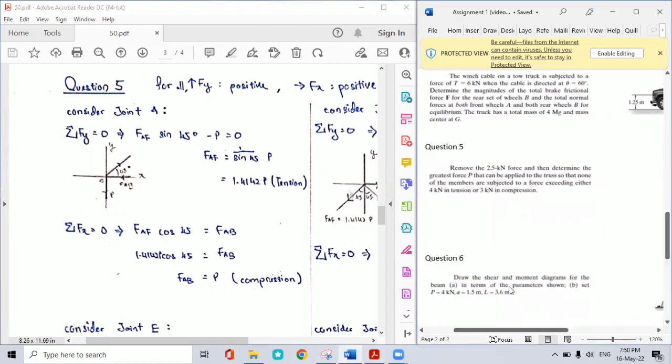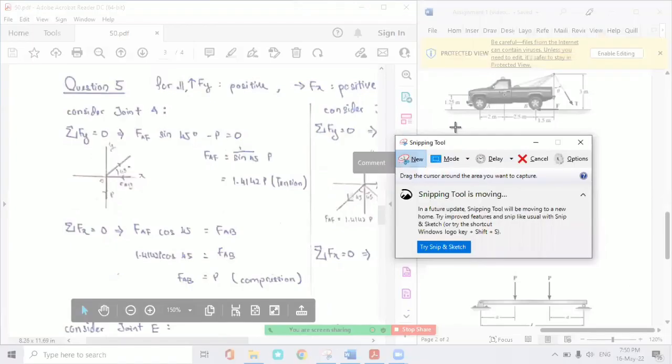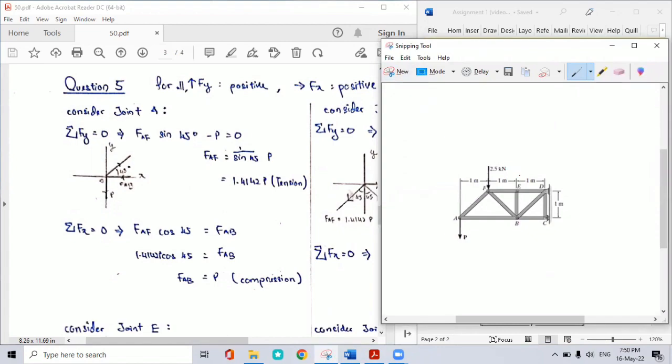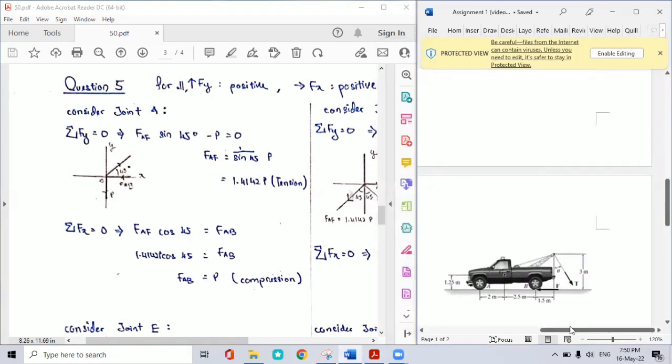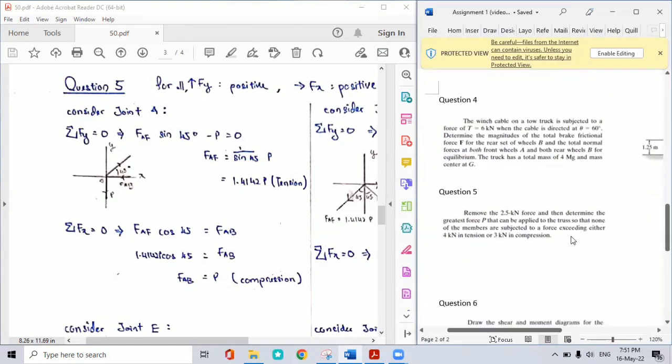To make it clear, this whole system appears to be in equilibrium. And after the 2.5 kilonewton force is released, how much of P can the system withstand, in order for the compression to be not more than 3 kilonewtons, and the tension not more than 4 kilonewtons?